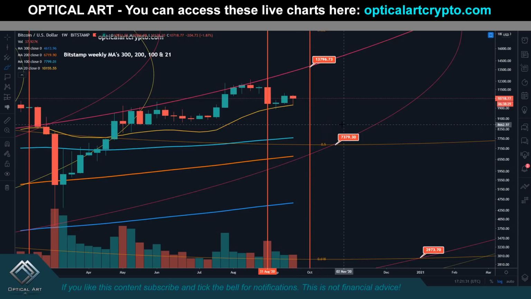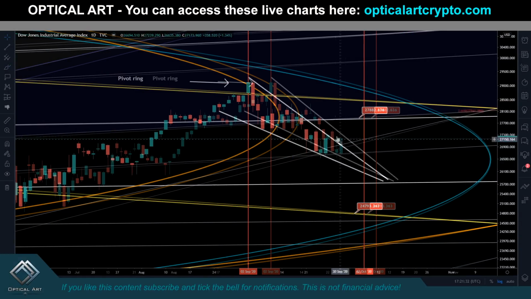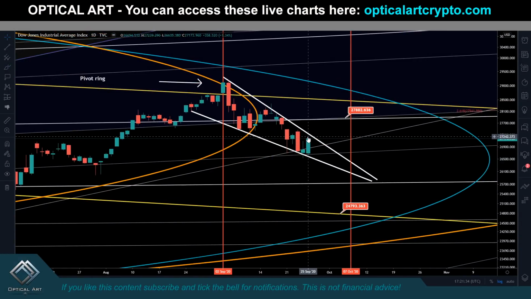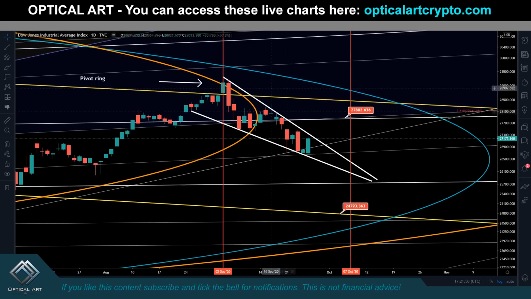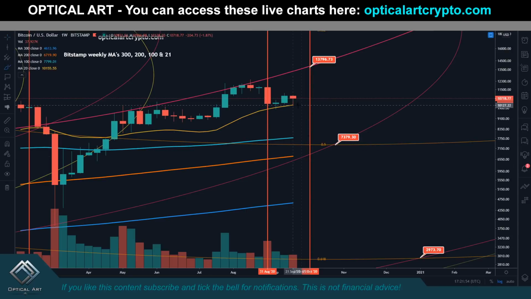If the stocks keep coming down, we're in a falling wedge, so it's likely stocks are going to start coming back down. Dow's in a falling wedge. S&P's in a falling wedge. Maybe we break up soon. If that's the case, get bullish on Bitcoin. But if we get rejected, S&P and the Dow, right here, if we come back down, I think that will put Bitcoin below this 21 weekly moving average, and I think that will be bearish and could be a cascading effect. I think I covered everything, guys.